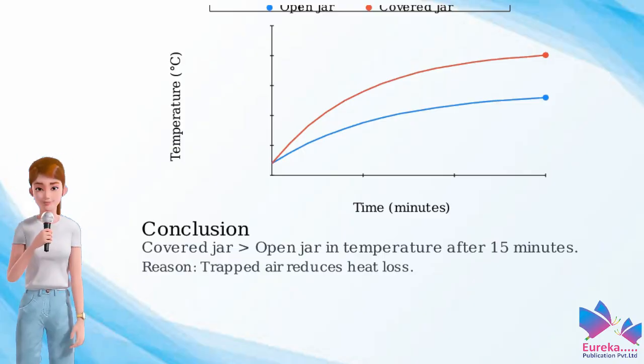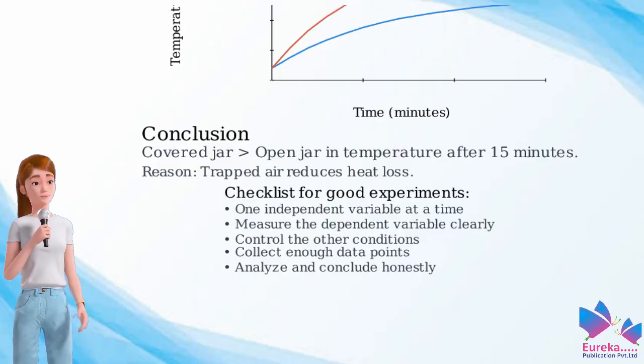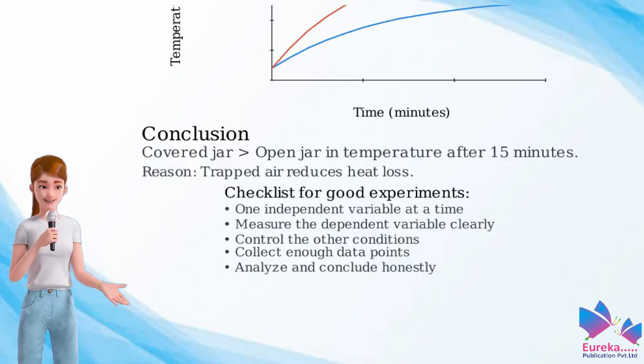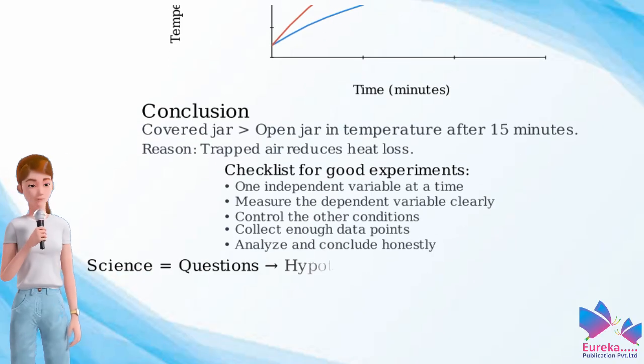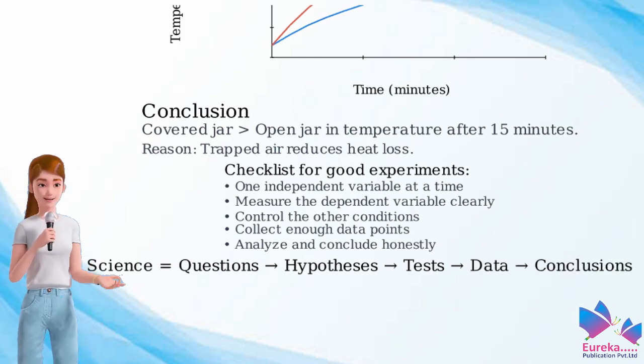Were our measurements consistent? Did we control variables well? If needed, we repeat the experiment and improve the design. Great job applying the scientific method. Ask a clear question, form a hypothesis, design a fair test, collect data, analyze, and conclude.